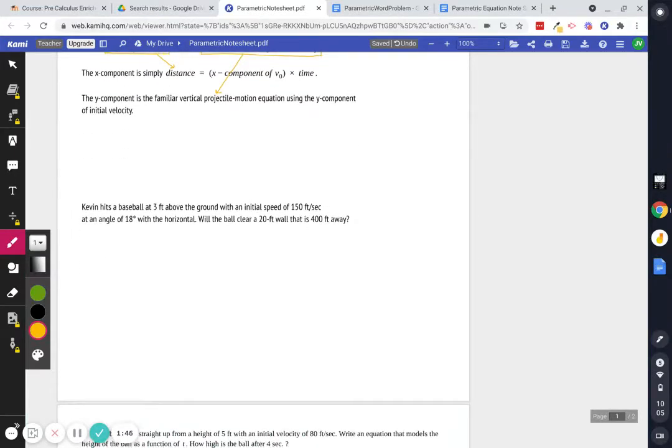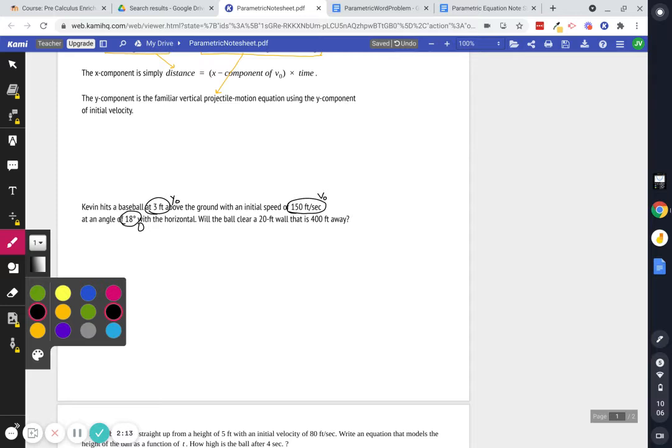So here's our homeboy Kevin. He hits a baseball at 3 feet above the ground. In other words, that's our initial height. When he hits the ball, it's already 3 feet above the ground. It comes off the bat at an initial speed, and speed and velocity are similar enough that we can label speed with v naught, for v initial, of 150 at an angle of 18 degrees.